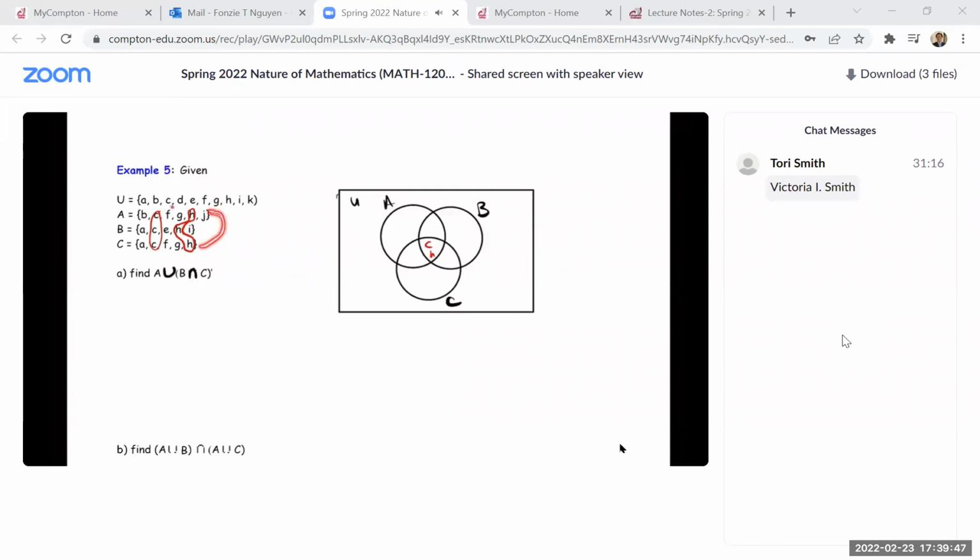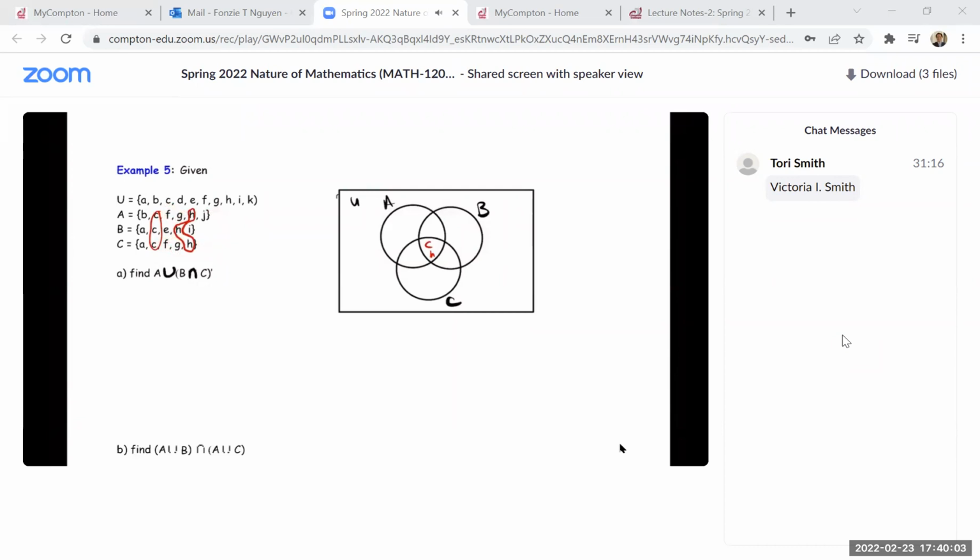Yes, A and C have F in common. F, right? And G. All right, so F and G should go here, in the little open space, because that's the overlap between A and C.